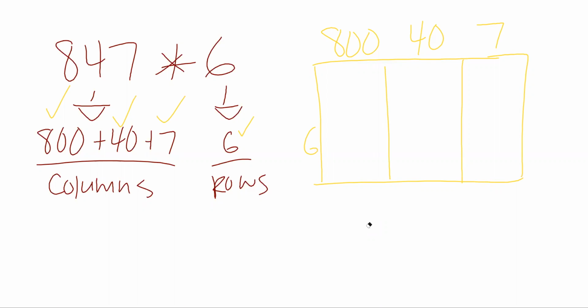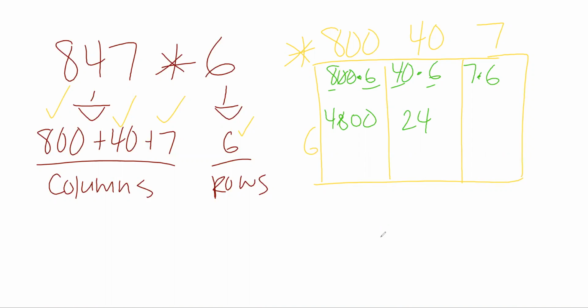Okay, so let's multiply those up. So 800, and again, I like to write my problems in here before I solve them so I can remember what I have to do. Right? When there's so many steps in something, it just helps to have a process that works for you. So 8 times 6 is 48 and 2 zeros. 4 times 6 is 24 and 1 zero. And 7 times 6 is 42.